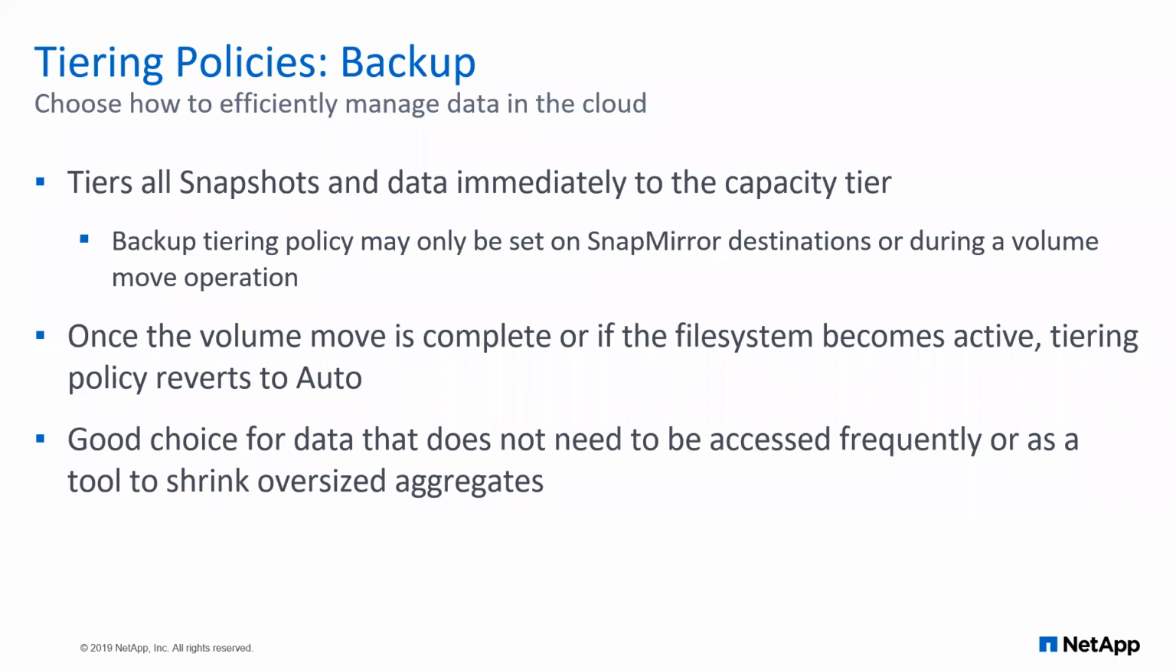Cool. So I kind of spelled this out already, but obviously the backup tiering policy is a great choice for data that you're just not really going to access. If you just want a really simple, easy way to store data really cheaply using SnapMirror and using ONTAP, awesome. Use the backup tiering policy. Or like I said, it can be a tool that you use to shrink an oversized aggregate. We'll demo how that works and give you some instructions actually in the next section.